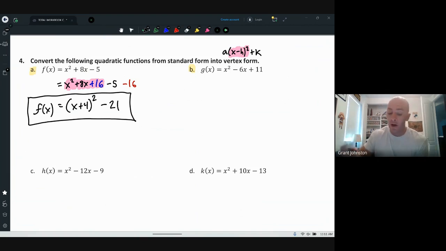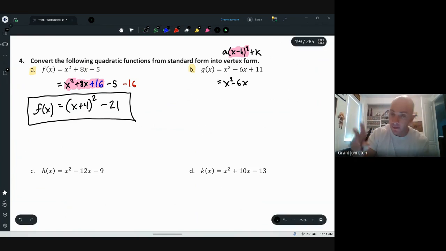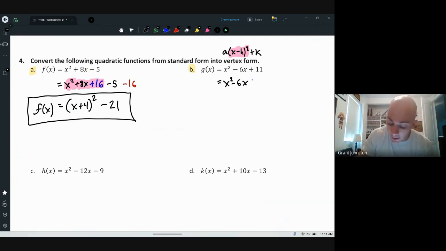We're going to complete the square on B. So x squared minus 6x. I take half of negative 6, which is negative 3, and then square it. So negative 3 squared is 9. So I'm going to add 9 to complete the square. And then I'm going to rewrite my plus 11 because that's still hanging out. But I just added a 9 there.